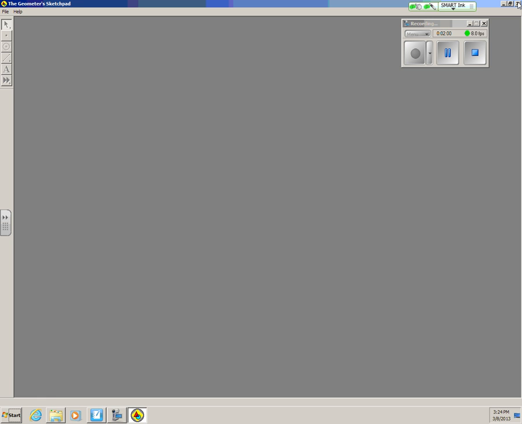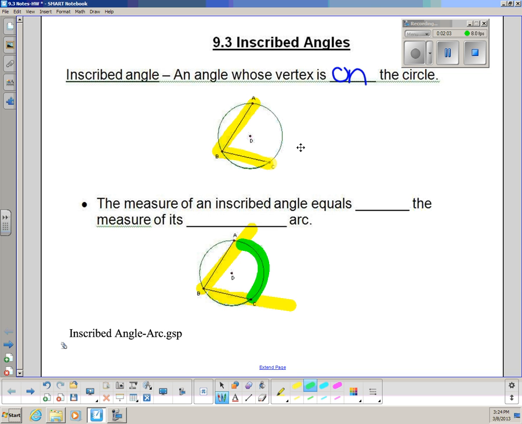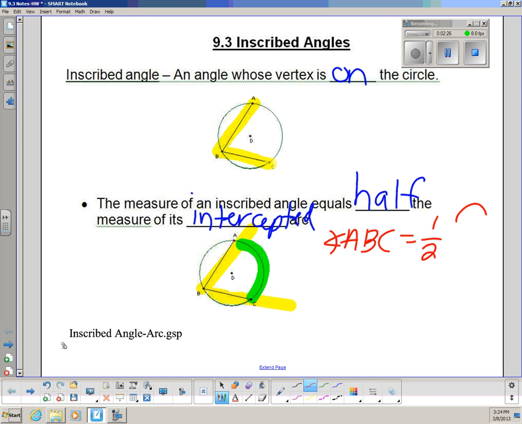So let's get rid of this. Let's go back here. That's what we're going to fill in on the notes. I keep having to go from the smartboard to the computer, but the measure of an inscribed angle equals half the measure of its intercepted arc. It's just the arc that it sits in. So for example, we could say that angle ABC equals 1/2 of arc AC, or we could say twice the measure of angle ABC equals the entire arc of AC.